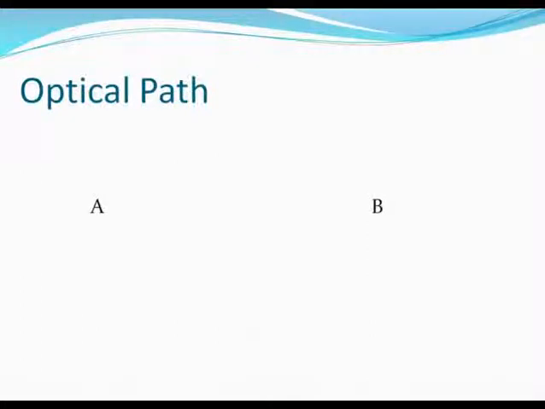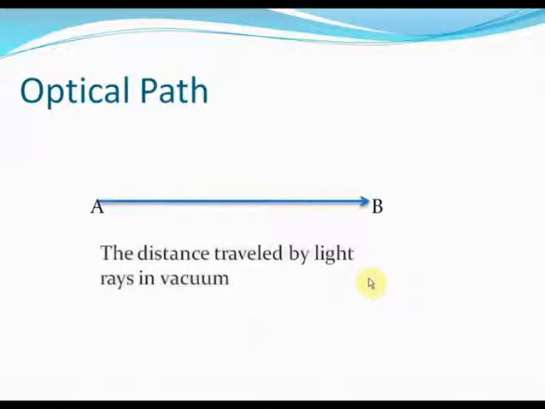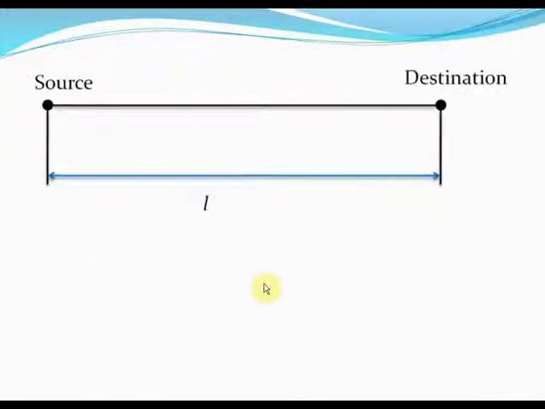First of all, let's try to understand the concept of optical path. Let's say there's a point A and a point B. Then the distance traveled by light when it travels from A to B in vacuum is called the optical path of light. So basically, if light is traveling from one point to another in vacuum, then the net distance that it travels will be called the optical path. Let's see how this differs from the actual path that we see. Sometimes the optical path is different from the distance between two points.